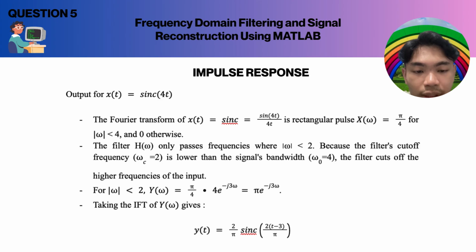When multiplied in the frequency domain, the filter aggressively chops off all high frequencies above 2. This leaves us with a truncated spectrum. Capital Y of omega equals pi e to the minus j3 omega, yielding a smoother, wider time domain output. Little y of t equals 2 over pi sin of 2 times t minus 3 all over pi.